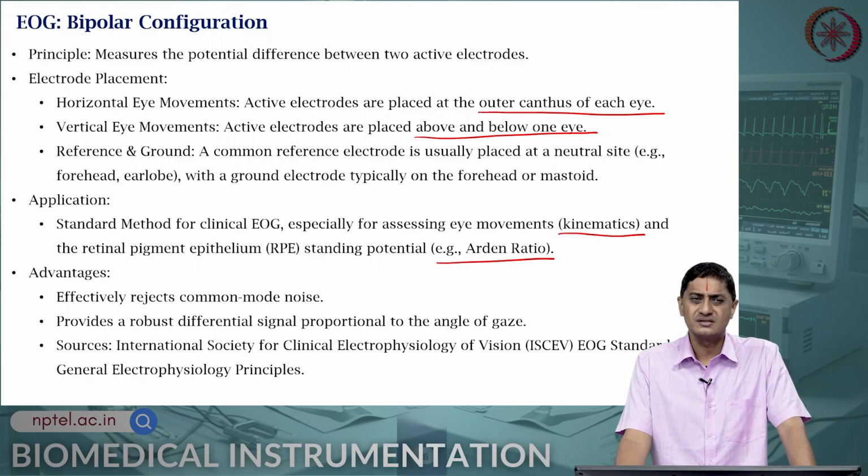So, this retinal pigment epithelium and its function is critical for proper eye function. So, it is critical to have a measure of the functioning of the retinal pigment epithelium.